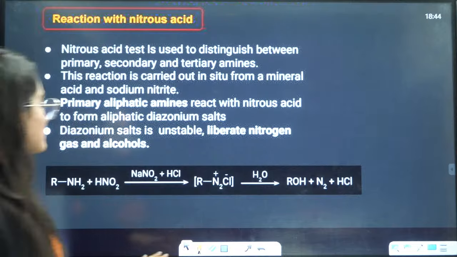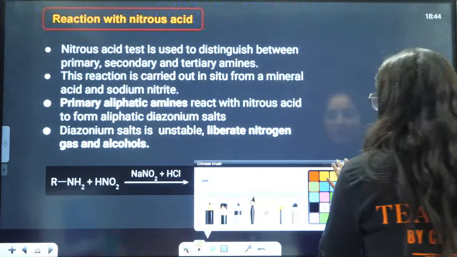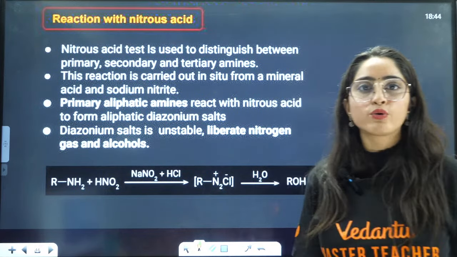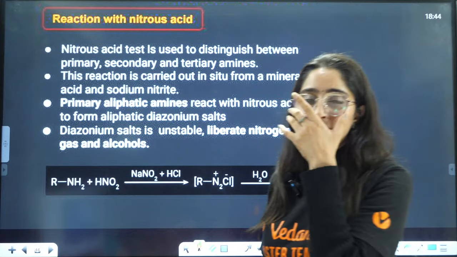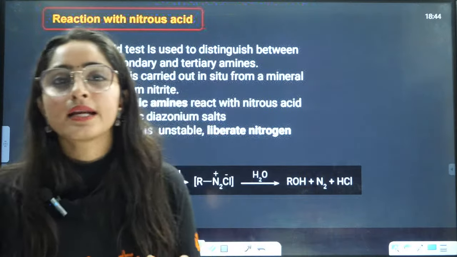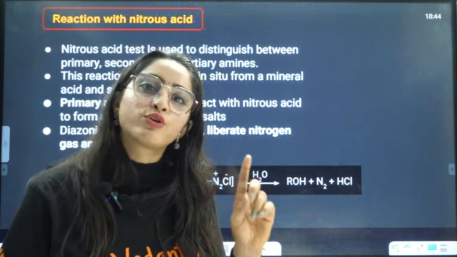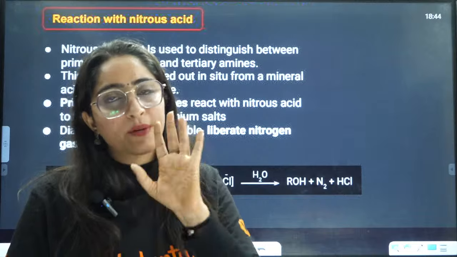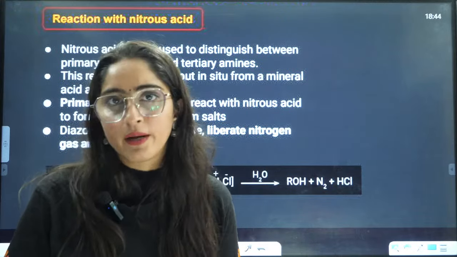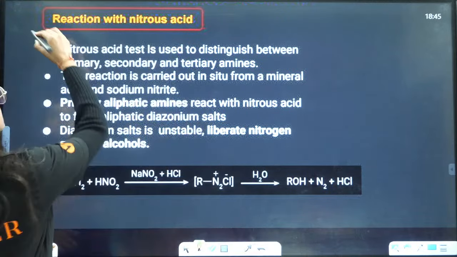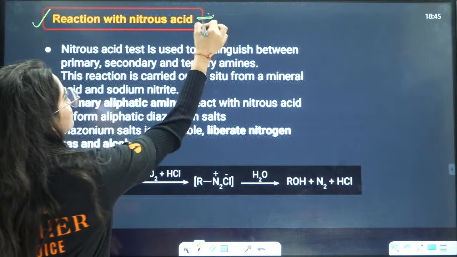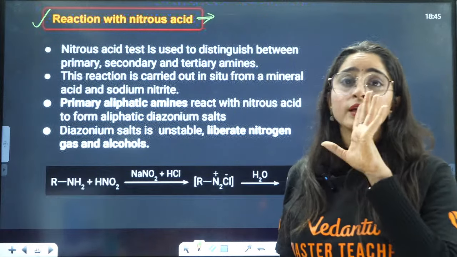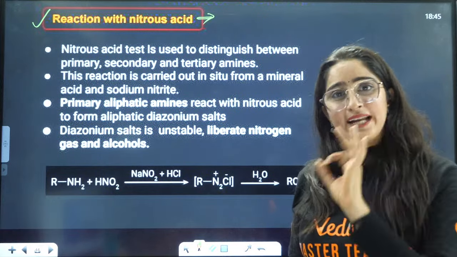Now, the next thing is the reaction with nitrous acid. We are basically doing tests to distinguish. First we did the carbylamine test. In the carbylamine test, you identify primary amines, aromatic or aliphatic. The nitrous acid test will differentiate between many things, mostly aromatic and aliphatic.